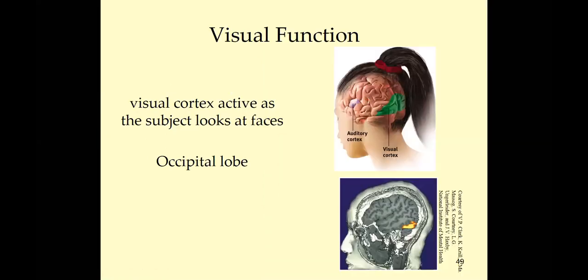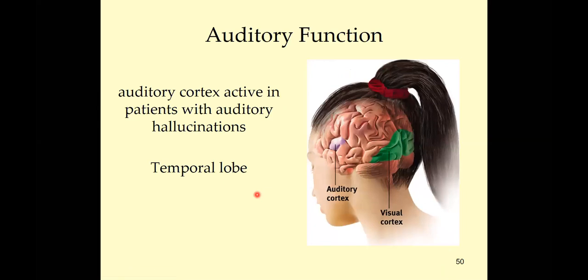Now, when we have a look at the visual cortex, notice here as a person is looking at faces, here's the visual cortex. In an MRI, you see activity here in the visual cortex as the person is looking at that. Did I say occipital lobe back there? Hopefully so. Okay. Now here we have an indication of where the auditory cortex is located in your temporal lobe.